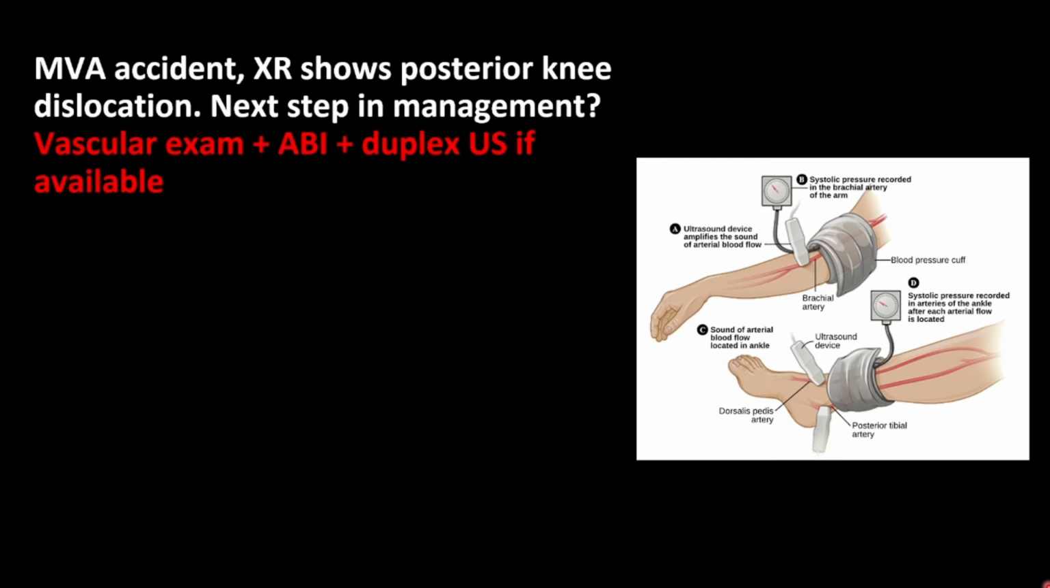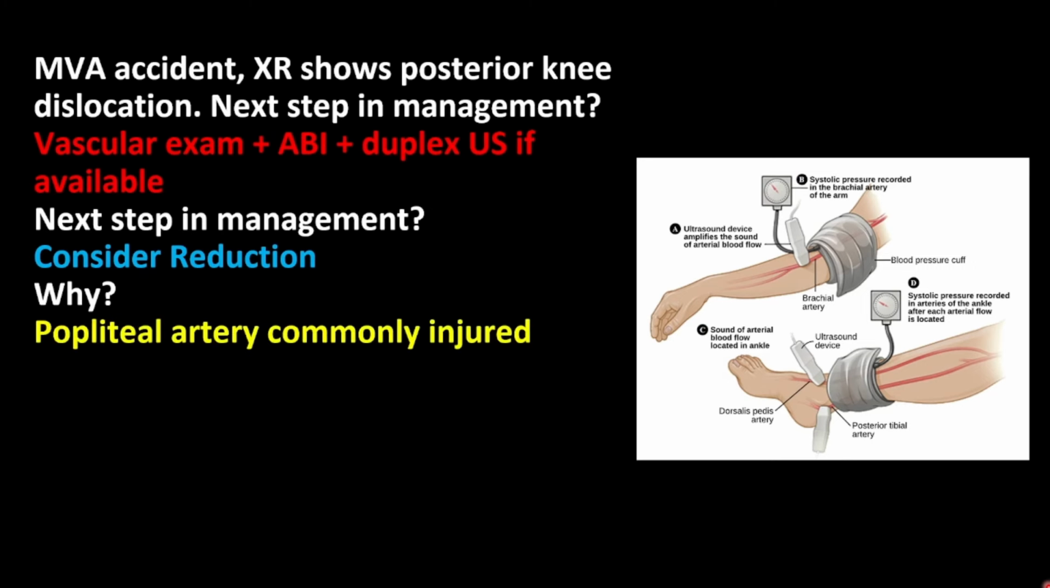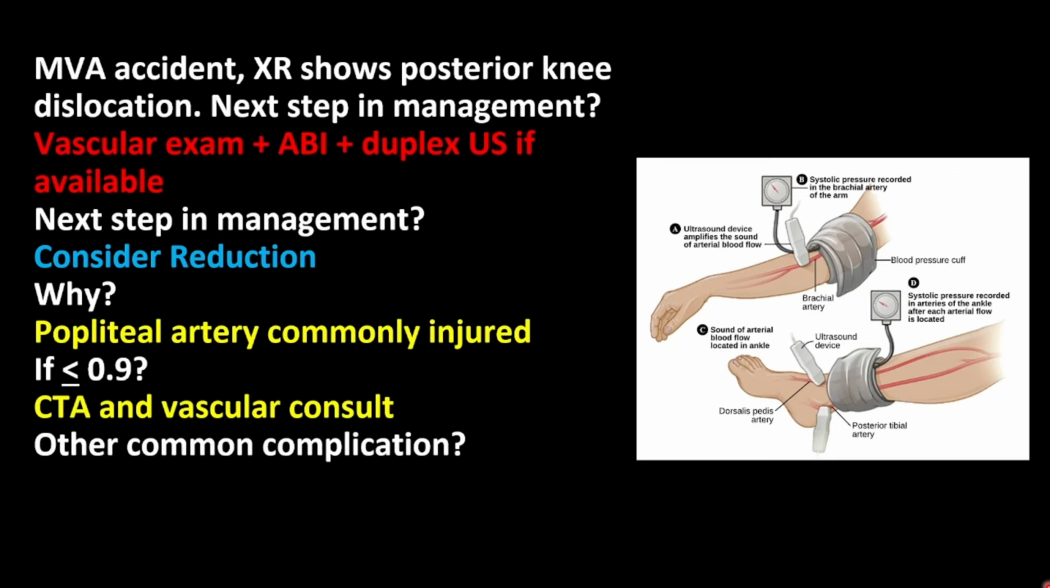You want to first do a vascular exam and ABIs, and then duplex ultrasound if that's available. So you want to assess if there's a vascular injury. Then you want to consider reduction, and that's because the popliteal artery is often injured. And if there is evidence of vascular involvement with ABI of less than 0.9, you want to obtain a CTA and then a vascular surgery consultation.